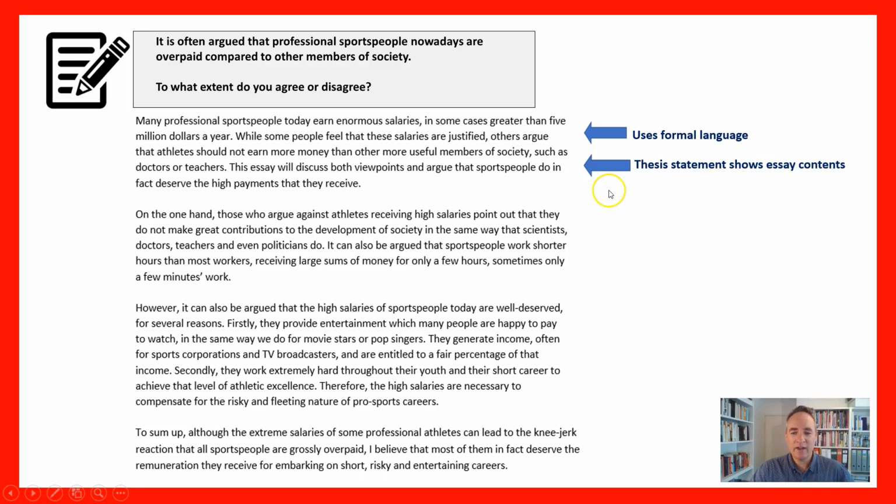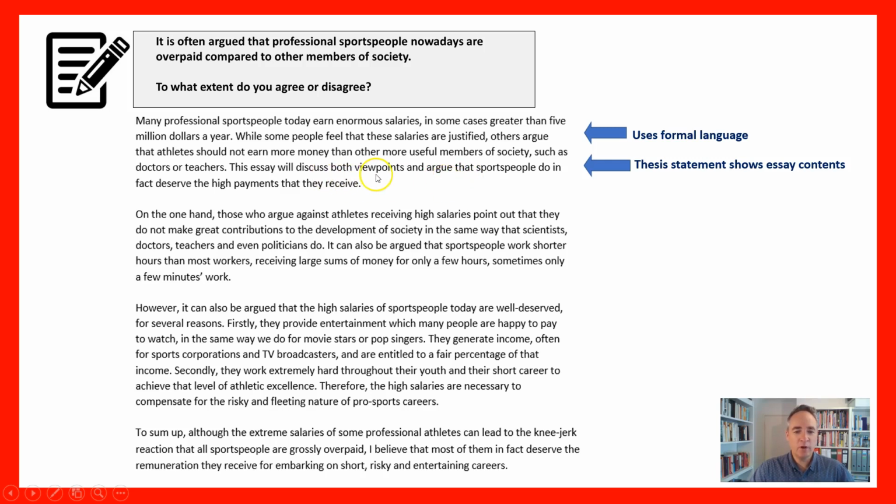Of course, a thesis statement shows our content. So all good writing has a thesis statement, or all good essay writing should have a thesis statement. What is a thesis statement? A thesis statement is a sentence or a few sentences which tell the reader what they can expect to find in the essay. So what's going to follow in this essay? Well, we always look at the thesis statement. And where is the thesis statement? The thesis statement is the last sentence of the introduction.